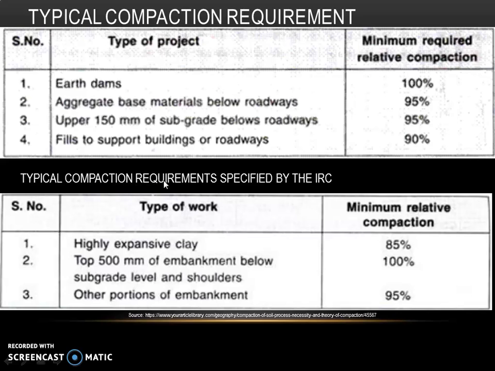The typical compaction requirements specified by the IRC are: for highly expansive clay, relative compaction is 85%. For top 500 mm of embankment below subgrade level and shoulders, it is 100%. And for other portions of embankment, it is 95%.